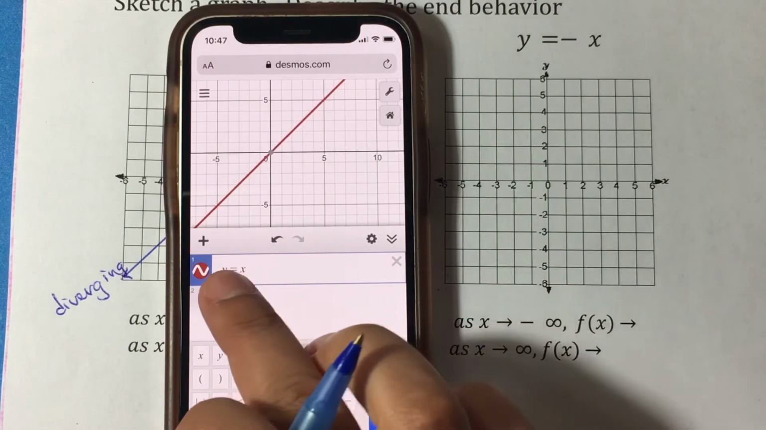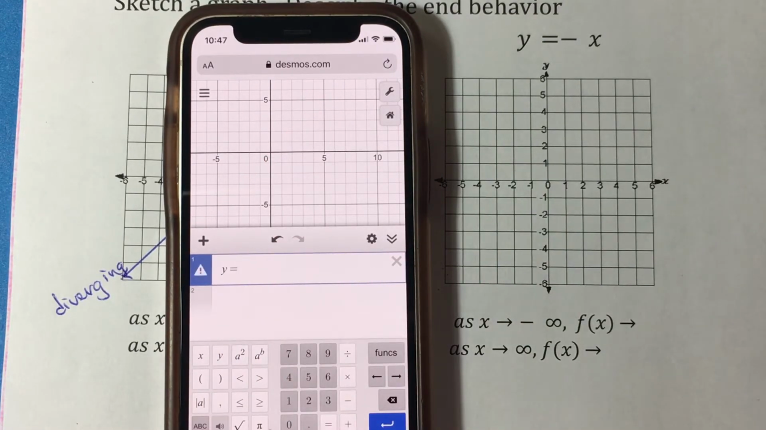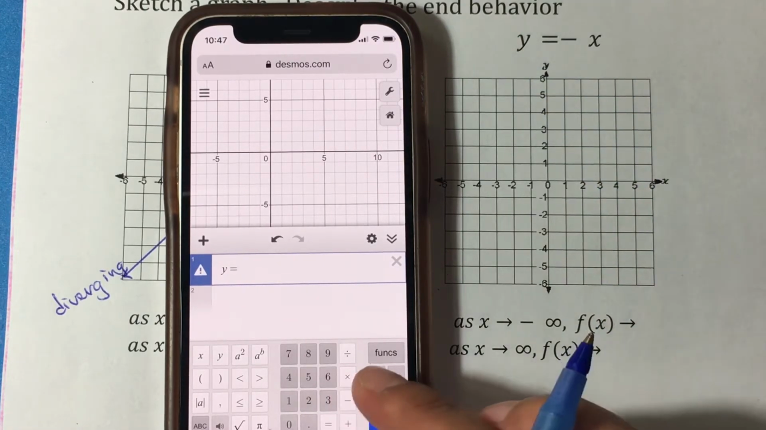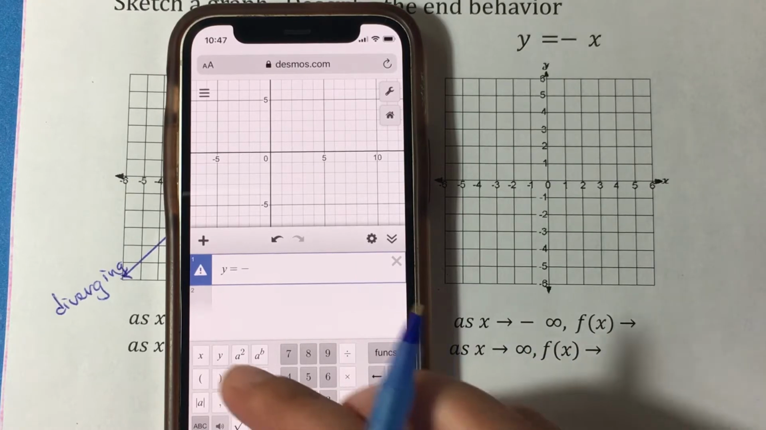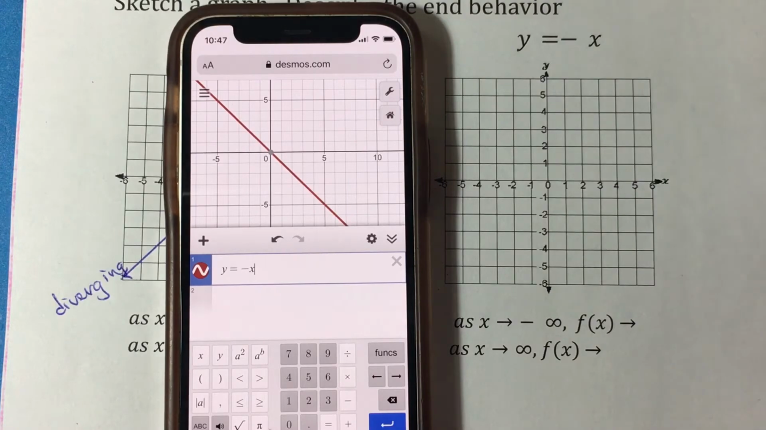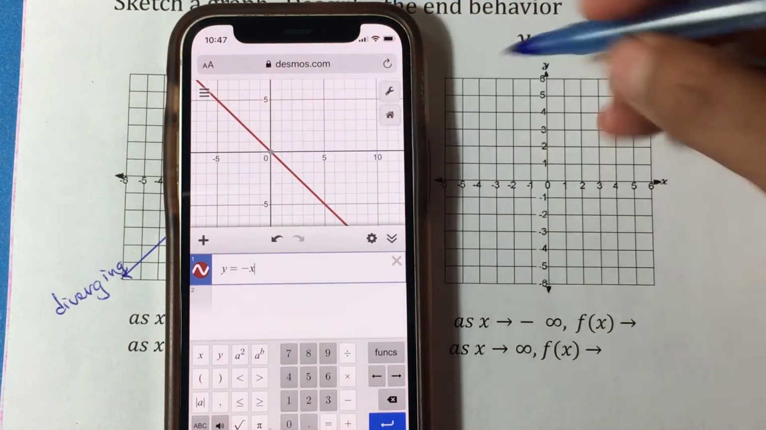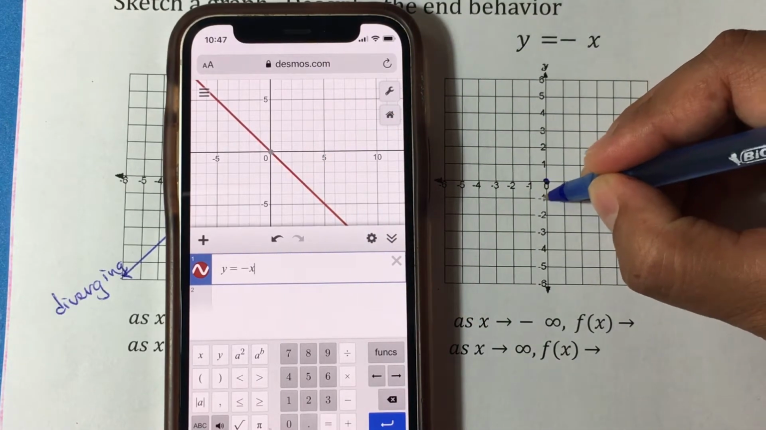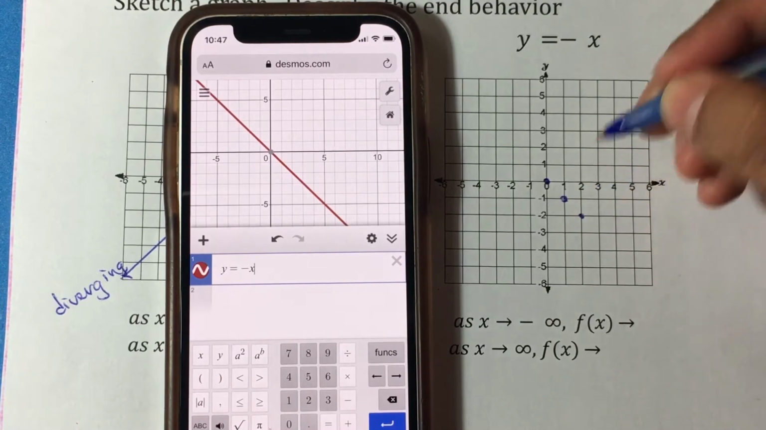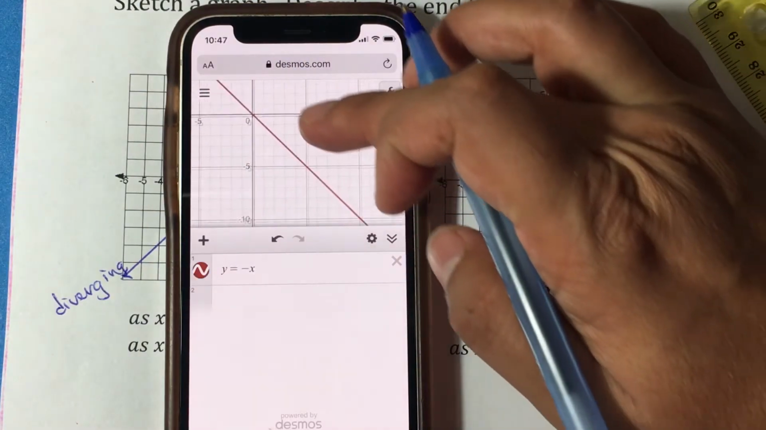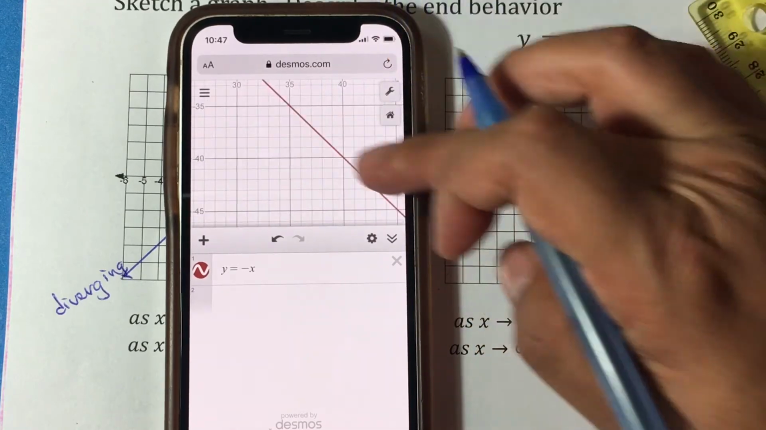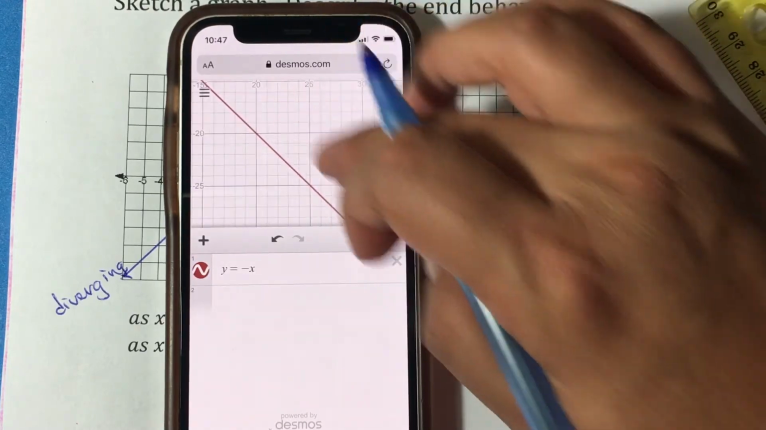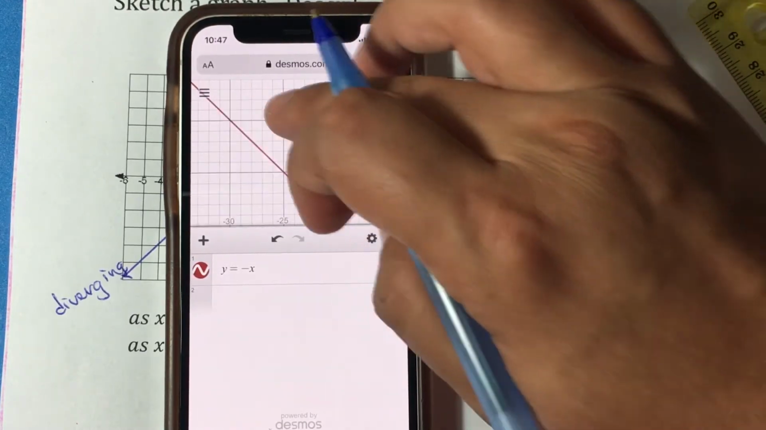Now for this one, it says f of x equals, or y equals, negative x. Negative x is just going with a negative slope, and again it's negative 1 over 1 for the point. So this is the first point, and then right here, and we draw our line. Look how if I keep moving it, it continues and continues, and the same on the other side.